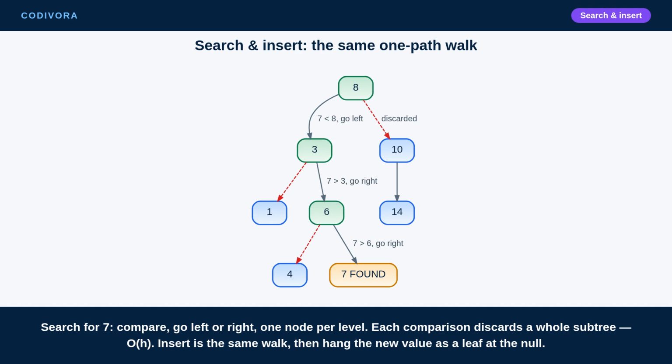Insert does the identical walk, but it never matches. It keeps stepping until it falls off the tree at an empty spot, and it hangs the new value right there as a leaf. That empty spot is the one place the new value keeps every ancestor happy, so the tree stays a valid BST for free.